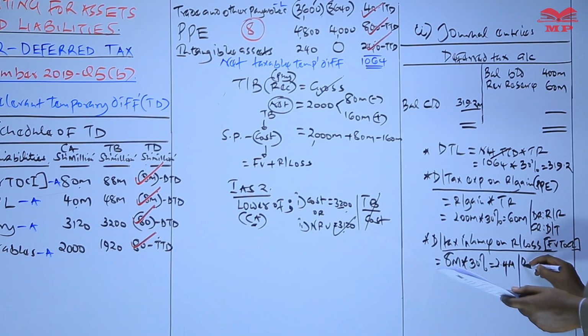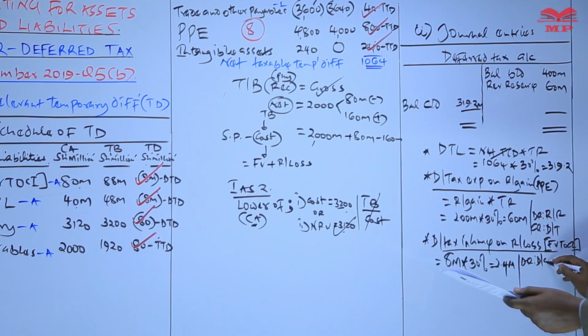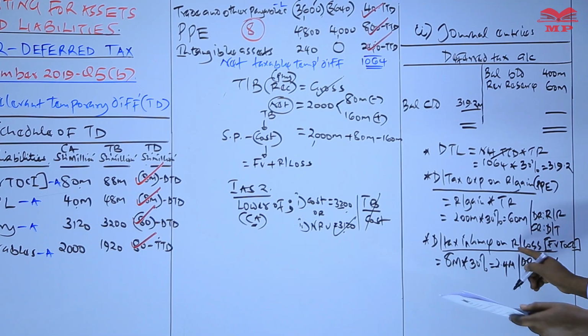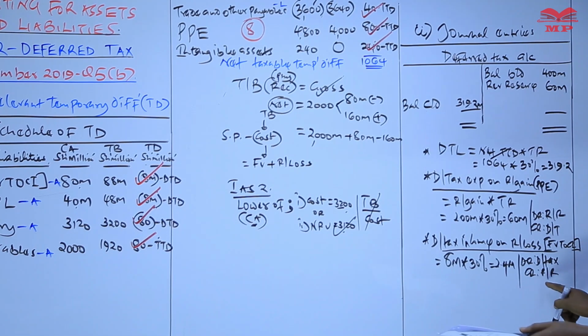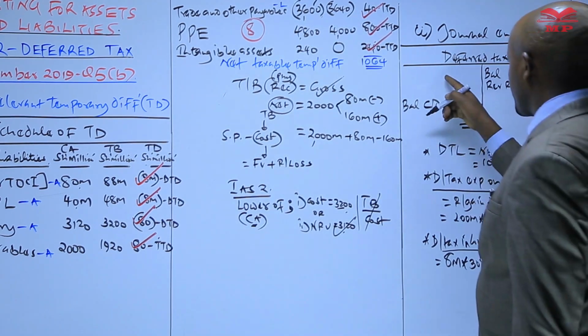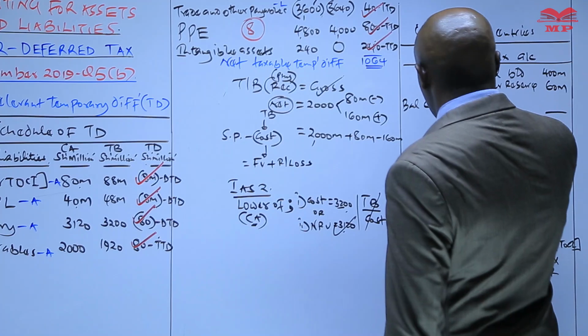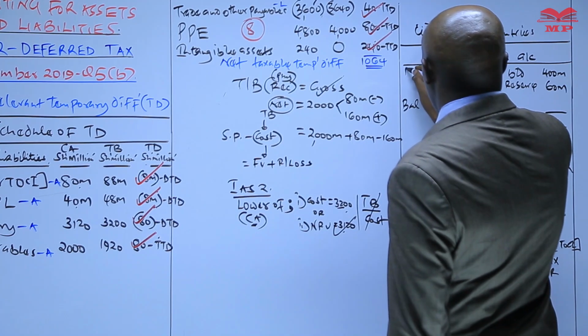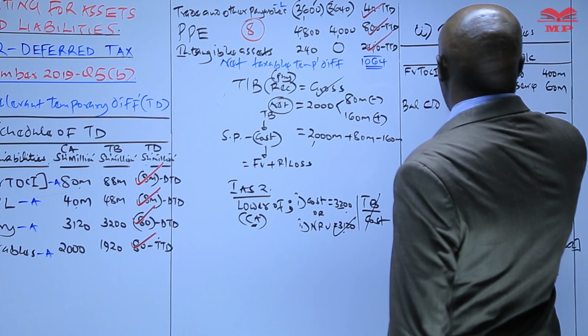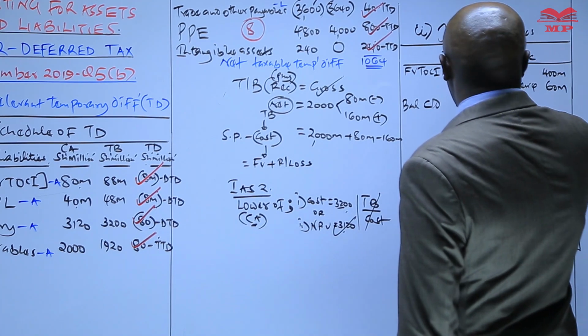So how do we account for this? We debit the deferred tax account, credit the financial asset at fair value through other comprehensive income revaluation reserve account. So this amount of 2.4 will be debited in this account. So the other entry is in financial asset at fair value through other comprehensive income revaluation reserve account with a figure of 2.4.